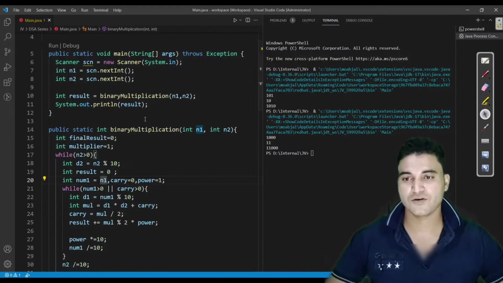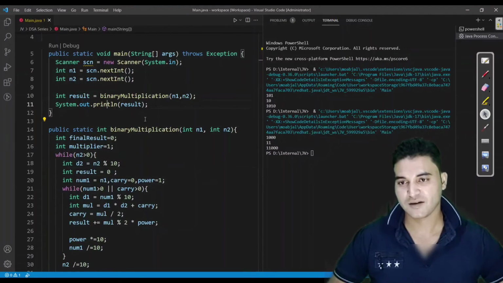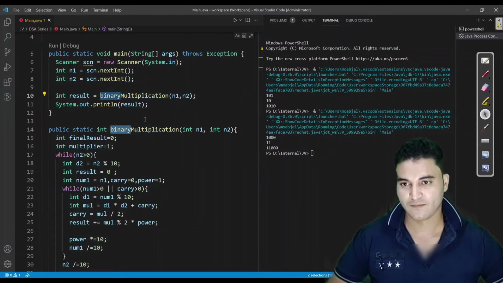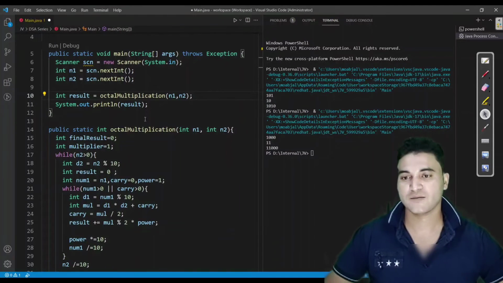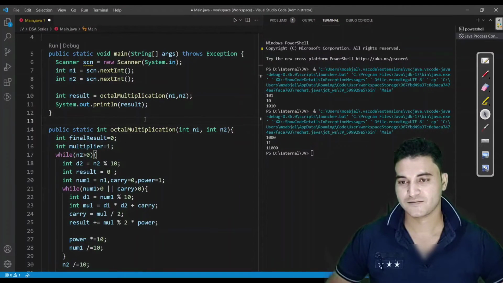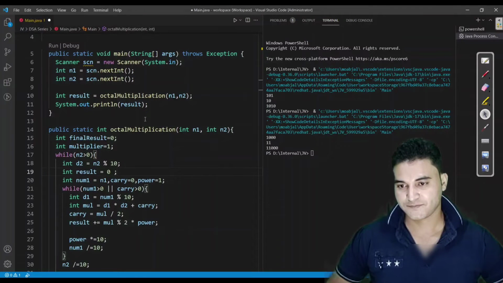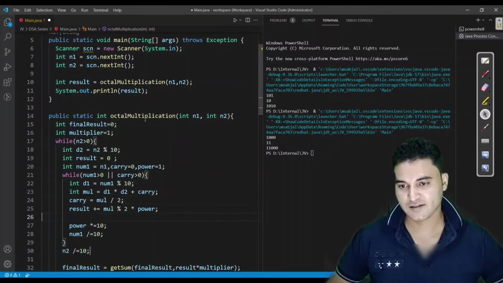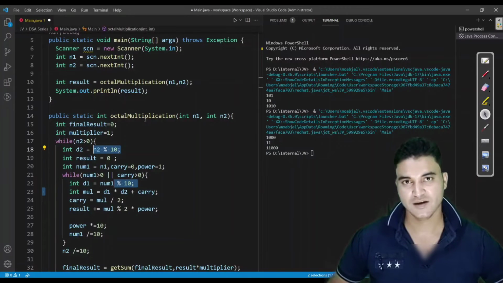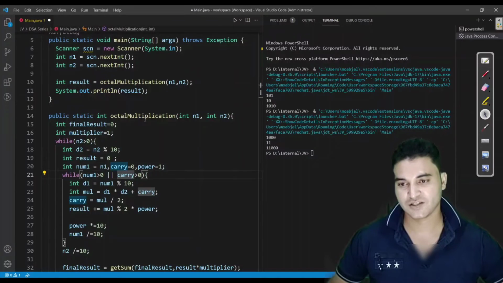This is the code for binary multiplication. Let us convert this code into octal multiplication. So I would change both of them to octal. Fine. So what change do you have to make? Let us say where we are taking remainder. Here we are taking remainder. We have to take remainder with 10 here, because we have to get the last digit. And whenever you have to get the last digit, you have to take the remainder with 10. So nothing changes here. See here. Here also we are taking the last digit. So nothing changes here also.